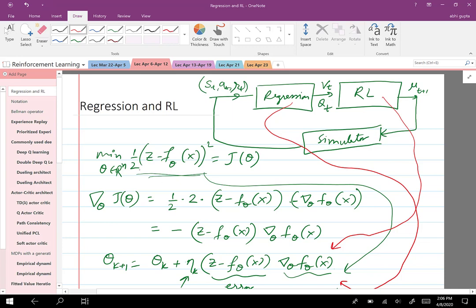So this is the error, and this f will be actually the value function as a function of x and theta. So x will be the state, f will be the value function, and theta will be the parameterization for the value function. In the case of the Q function, x will be the state-action pair, f will be the Q function, and this will of course be the error in the Q function.